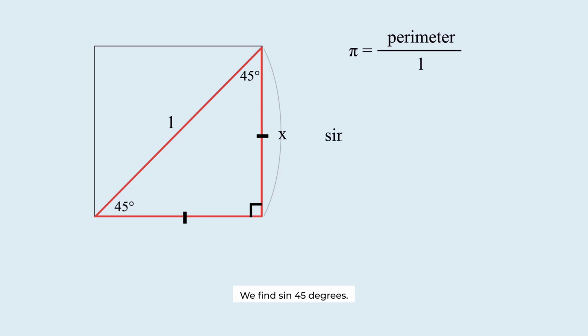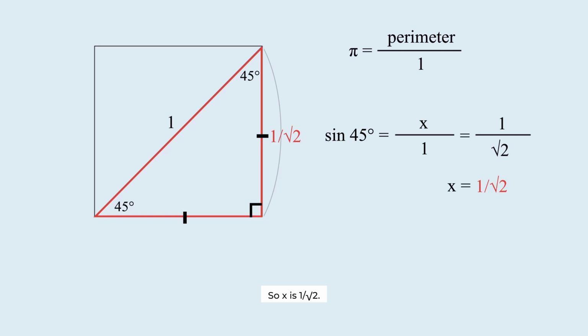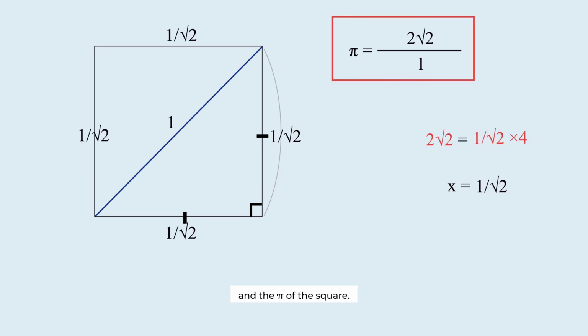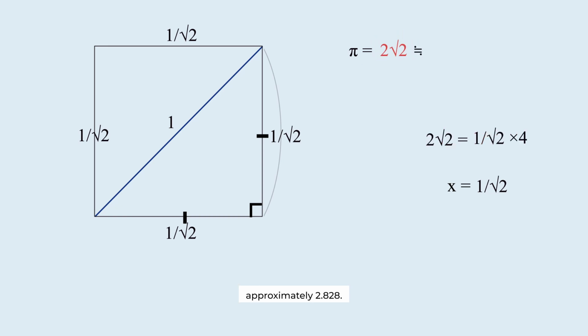We find sine 45 degrees. This equals 1 over root 2, so x is 1 over root 2. Since the square has 4 sides, we multiply this by 4. That gives us the perimeter and the pi of the square: 2 root 2, approximately 2.828.